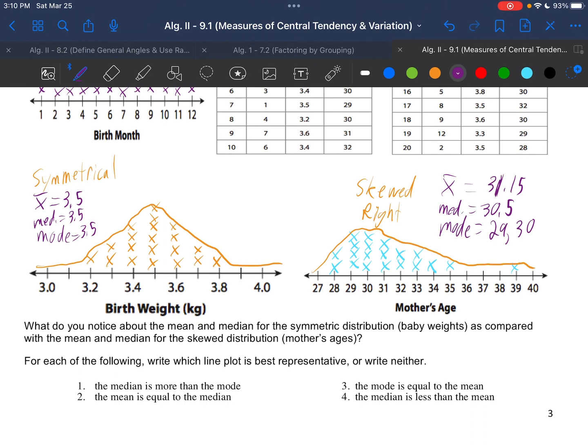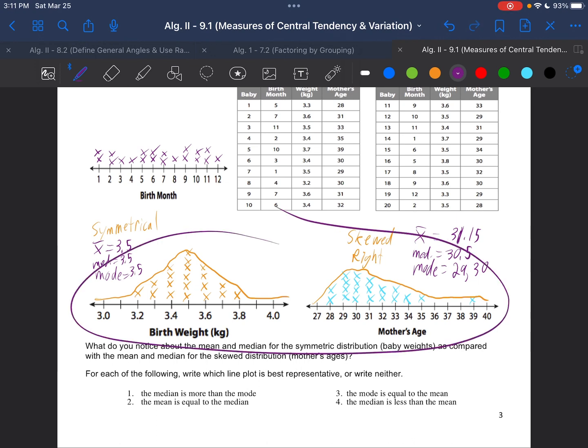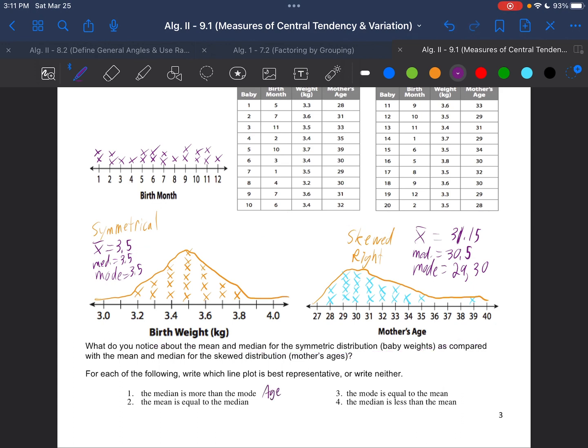So for each of the following, write which line plot's the best representative, or write neither. So if the median is more than the mode, which of these three represent that the best? Where the mean would be more than the mode. Actually, I should say just which of these two. So that would be the mother's age.